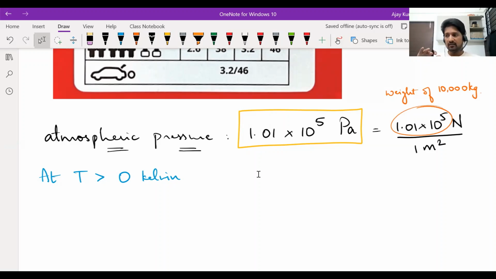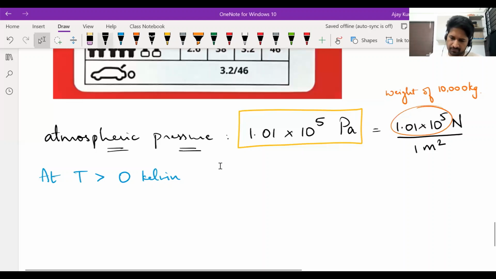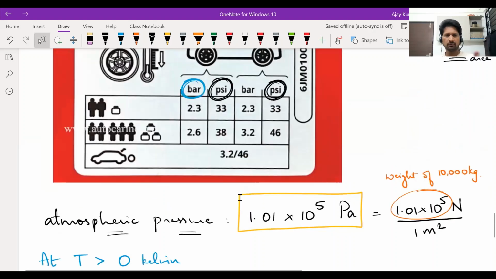So that is why how you calculate pressure exerted by a gas is different from how you calculate pressure exerted by a liquid. So for now, we'll stick to liquid, but we will have to consider atmospheric pressure in our calculations because it is everything around us. So how a gas exerts pressure is different from how a liquid exerts pressure. So for now, we will stick to liquids.